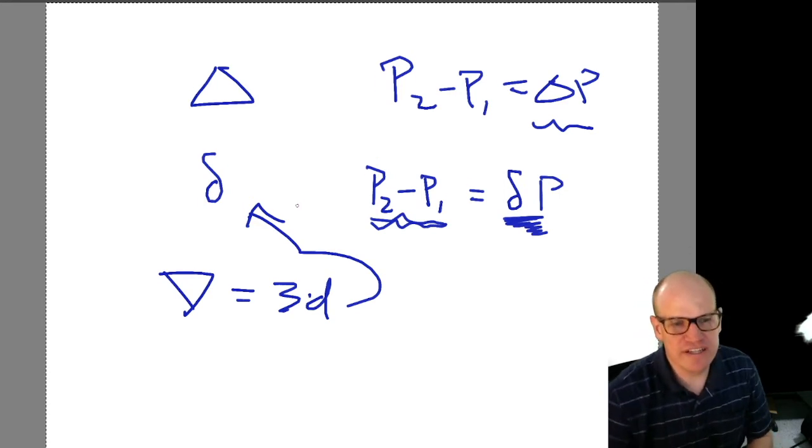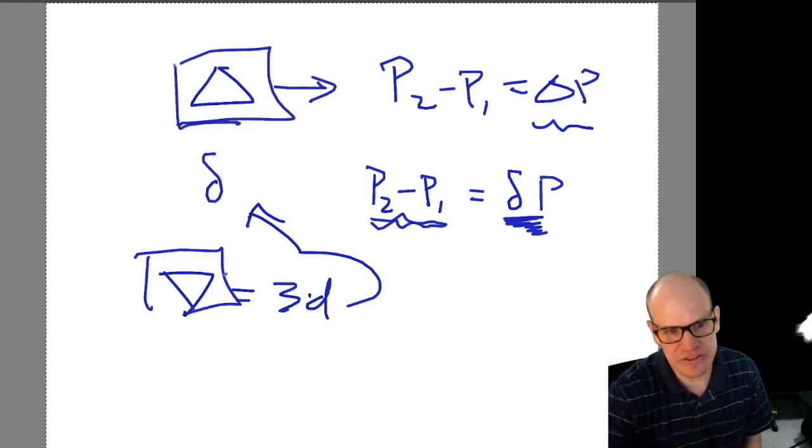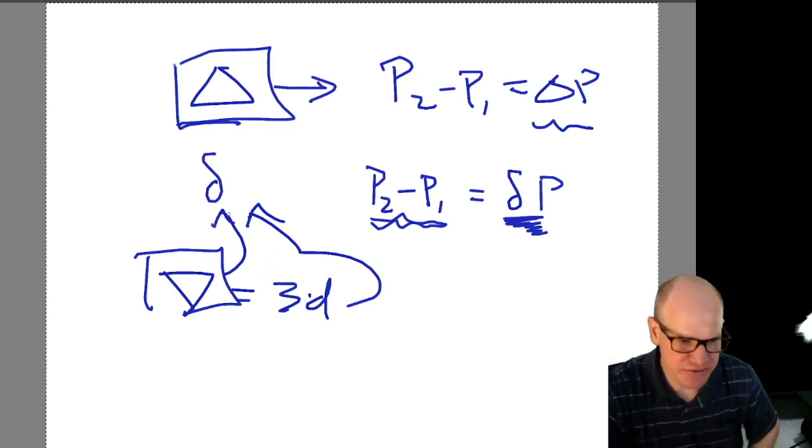Oh, and so that's why. So the upwards pointing delta is a macroscopic change. The downwards pointing del operator is a 3-dimensional microscopic change or infinitesimal change.